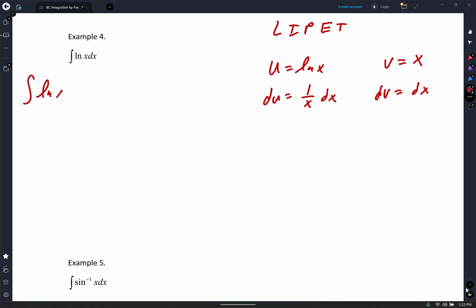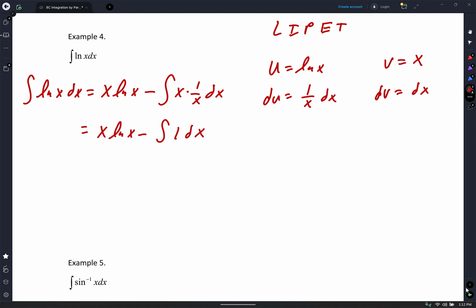Are we still okay? All right, here we go. The integral of ln x dx equals uv, so x ln x minus the integral of v du, x times 1 over x dx. Oh, it's beautiful. This one works out beautifully. So x ln x minus the integral of 1 dx. You don't have to write the 1 if you don't want to. The x's cancel out. So the integral of ln x dx equals x ln x minus x plus c.